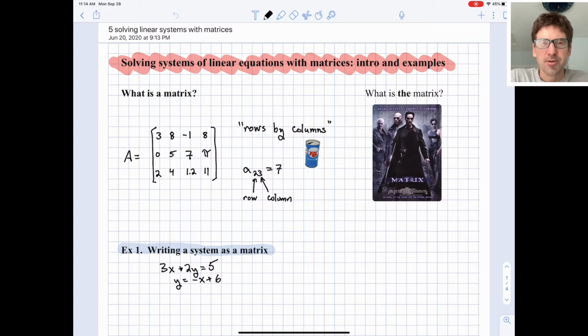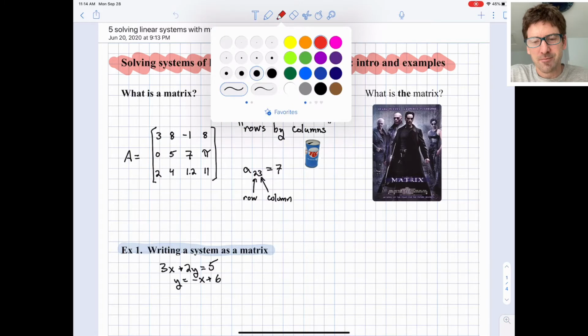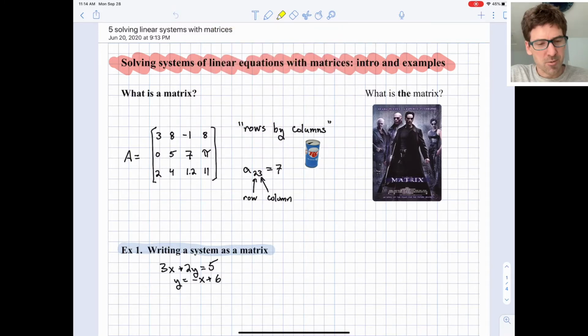Okay, so as a way of introduction, we need to make sure we're distinguishing between what's a matrix and what's the matrix. The matrix is that movie with Keanu Reeves in it. A matrix is a grid of numbers. Okay, so it's a two-dimensional grid of numbers that have a certain number of rows and a certain number of columns. We typically represent matrices in math with these square brackets.